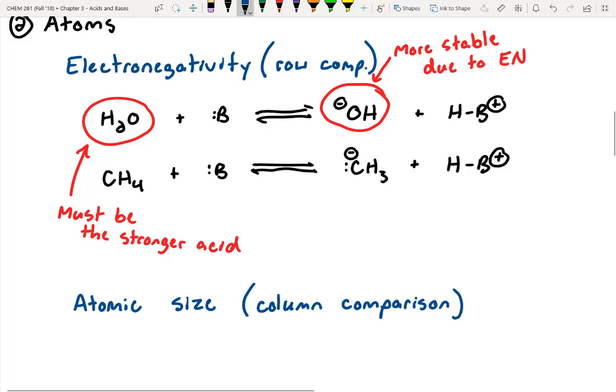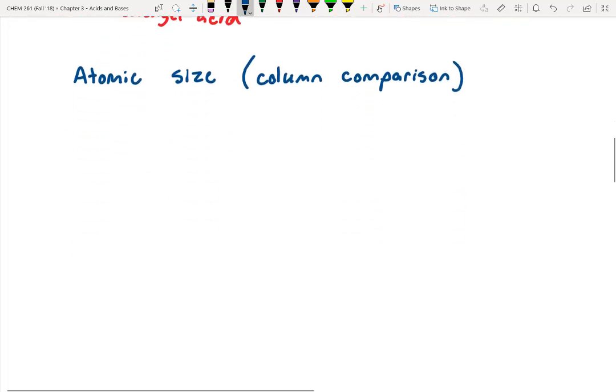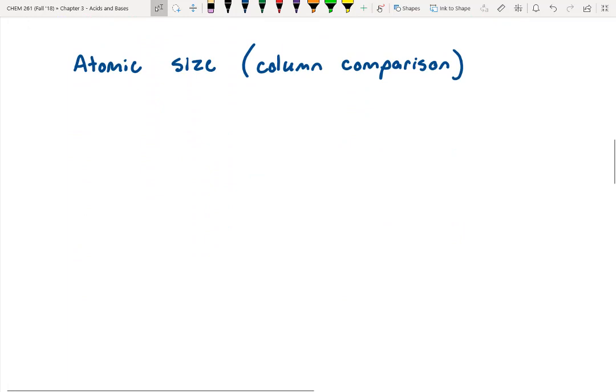All right, so let's take a look at the atomic size example. We've got a few that we can consider. So let's say we have hydrochloric acid versus hydroiodic acid. The question is, all right, which one's stronger and why? We're not looking at electronegativity because we're comparing chlorine and iodine, which are in the same column, not in the same row. So same idea.